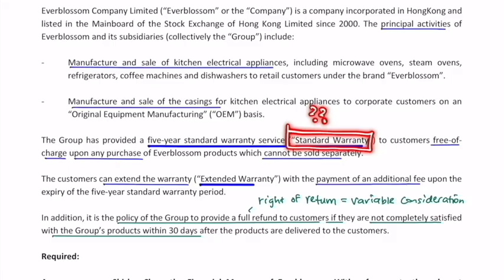Period of coverage. Is it considered reasonable? 5 years sometimes may be too long. If it's too long, this may represent assurance plus service warranty. Given that this is 5 years, the 5-year standard warranty may comprise an assurance warranty and an extended warranty.